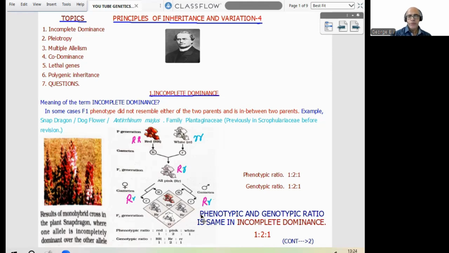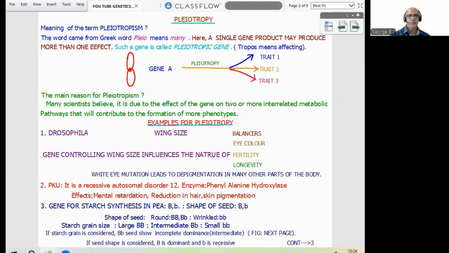Interestingly, the phenotypic ratio is 1:2:1. The genotypic ratio is capital R capital R, capital R small r, small r small r, also 1:2:1. So both the genotypic and phenotypic ratios become 1:2:1. It is an exceptional case, a theory question and entrance question also. I think that idea is clear. Now we can proceed to the second page.